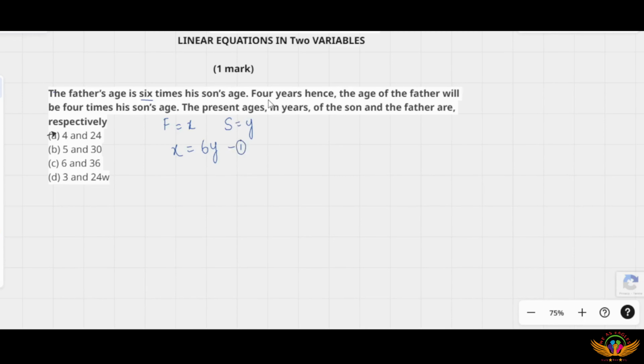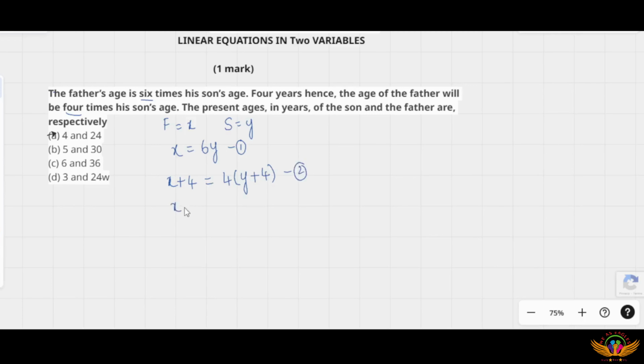And then they told 4 years hence the age of the father. So the age of the father 4 years hence means forward. We are adding 4 years. Hence means moving forward. So after, not before. So we are adding 4. After 4 years, what is happening? The father's age will be equal to 4 times the son's age, y. And don't forget to add plus 4 because this is 4 years hence. This is my second condition.